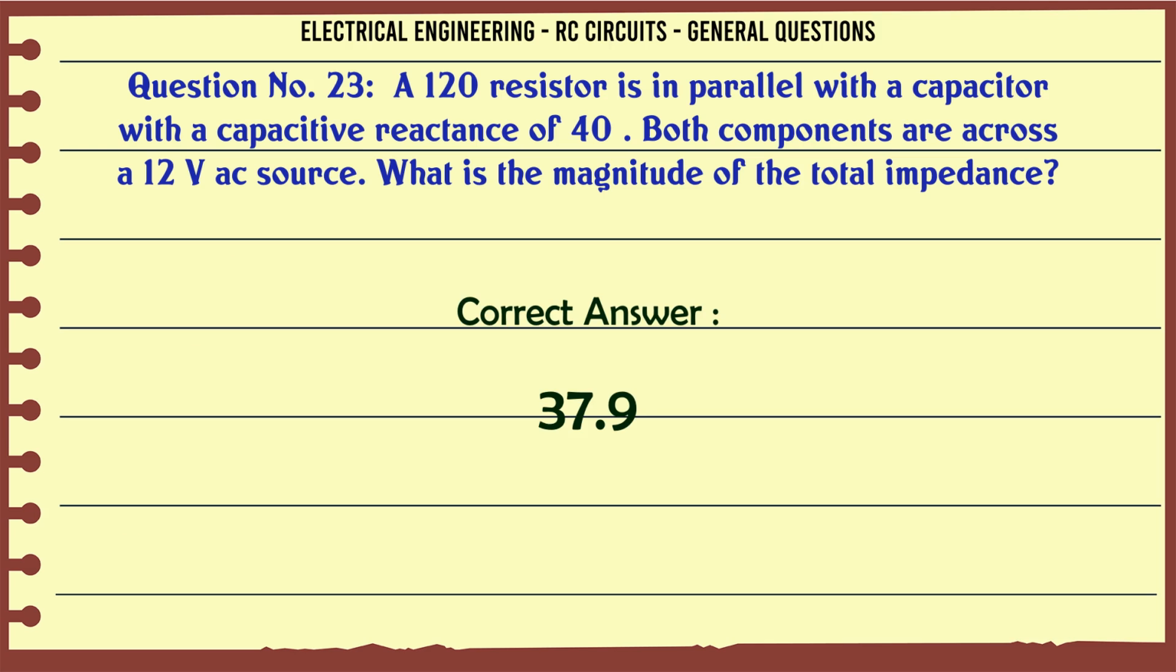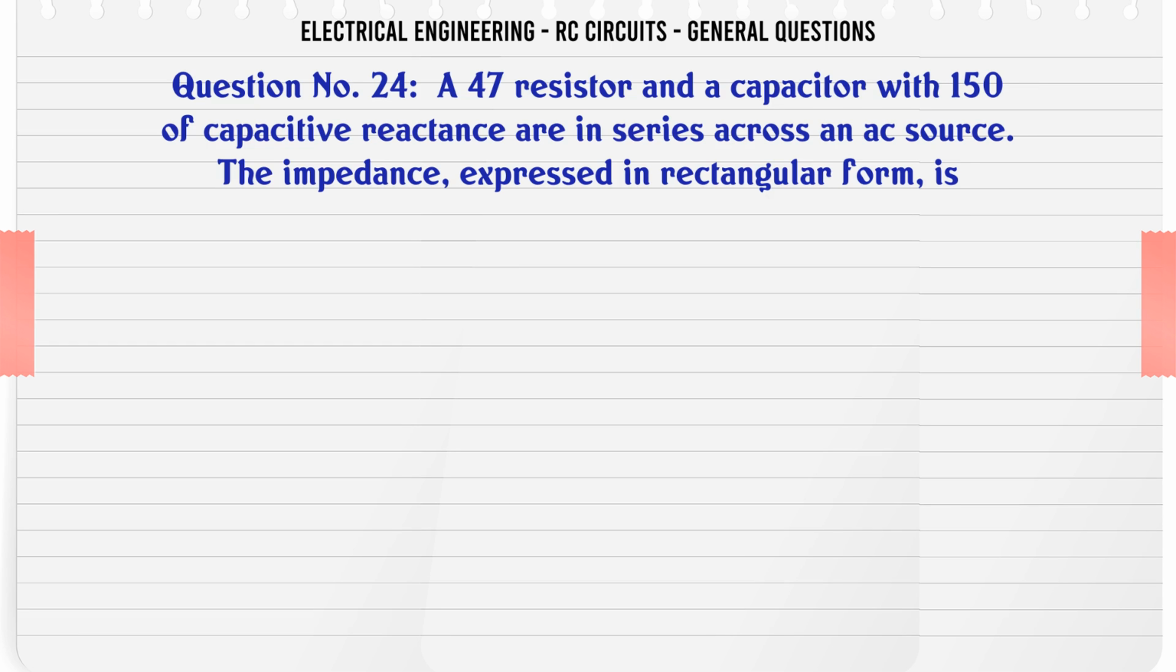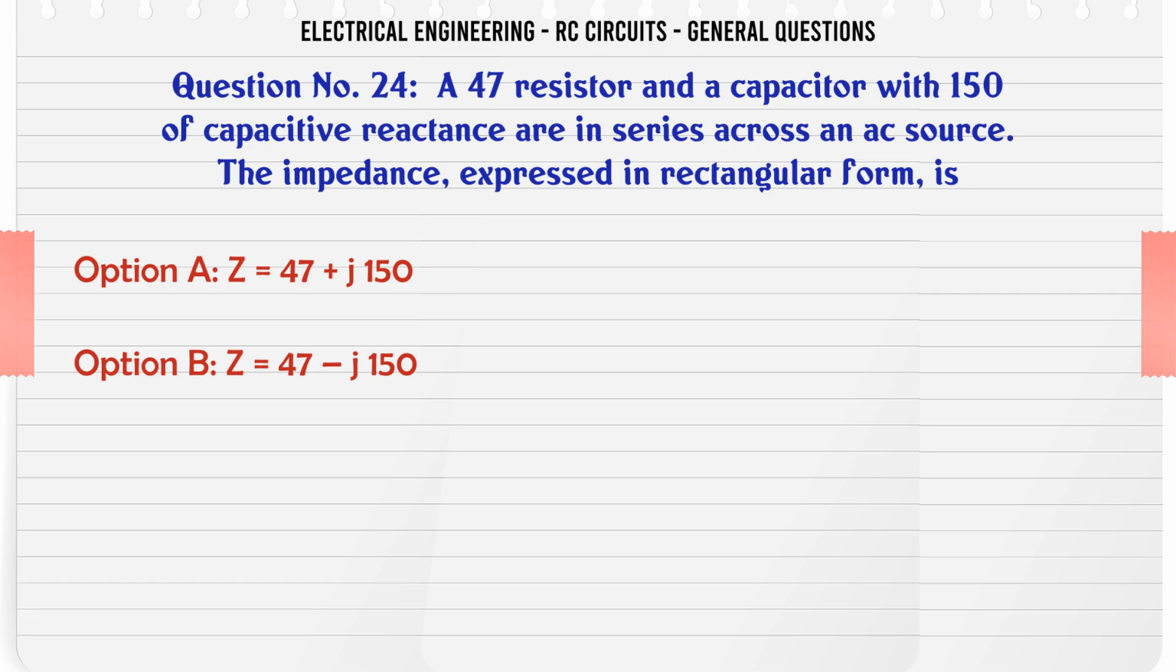A 47 Ω resistor and a capacitor with 150 Ω of capacitive reactance are in series across an AC source. The impedance expressed in rectangular form is: A, Z = 47 + j150. B, Z = 47 - j150. C, Z = 197. D, Z = 103. The correct answer is Z = 47 - j150.